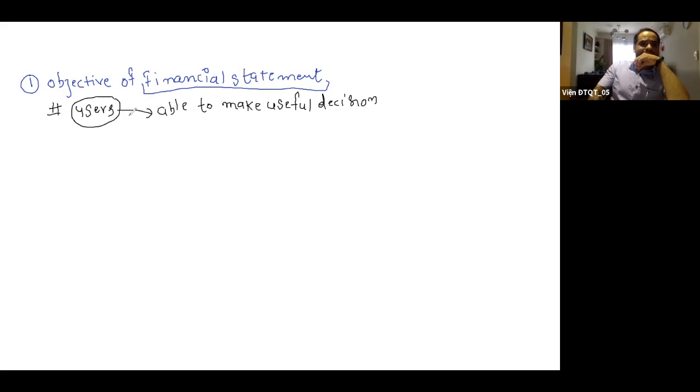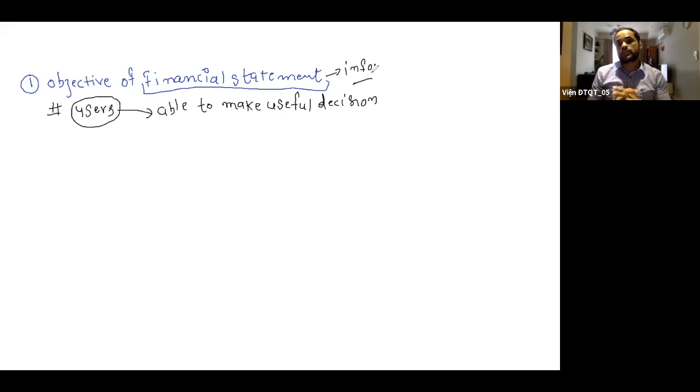Because without any kind of information, financial information, we are not able to make a right decision. If you want to make any kind of decision, whether investment decisions, operating decisions, or financial decisions, we need financial information. And what is the source of financial information? Of course, financial statements. That's the very important reason to prepare financial statements.